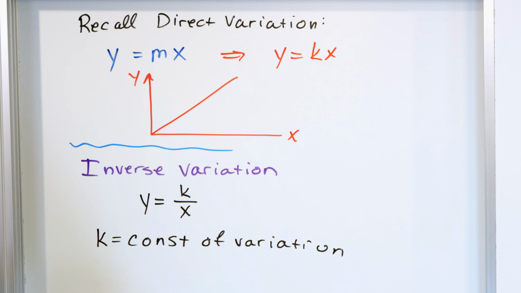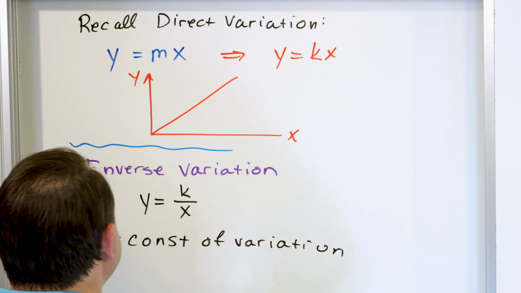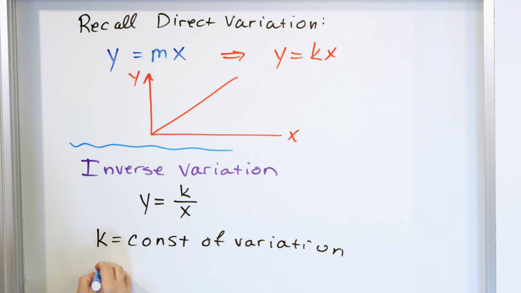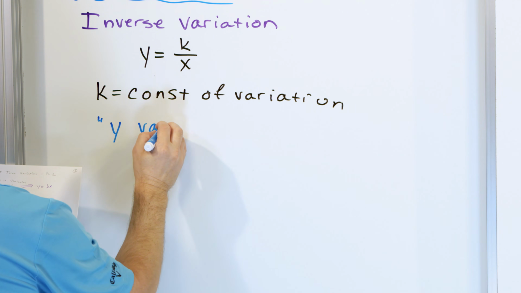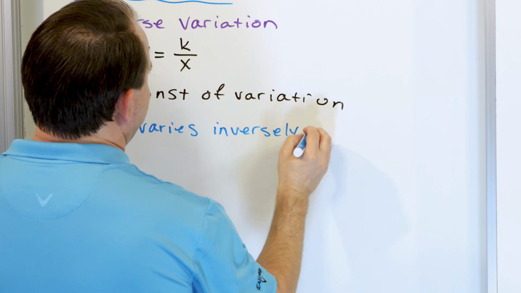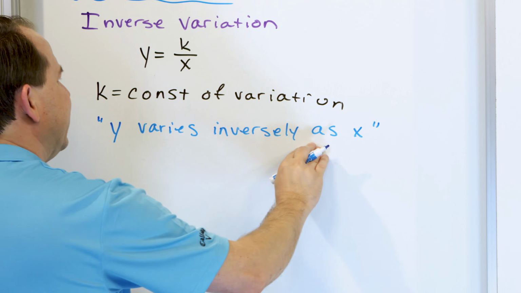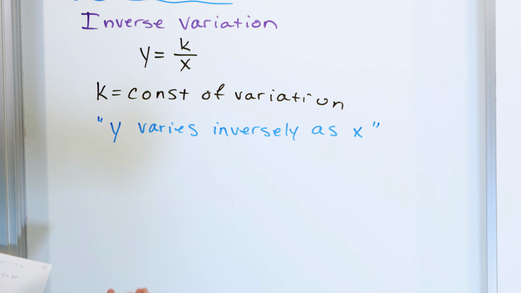All right. And whereas before we would say y varies directly as x, we did that in the last lesson, what we would say here is y varies inversely as x. Right? So this word inversely tells you something very important. What does it tell you?